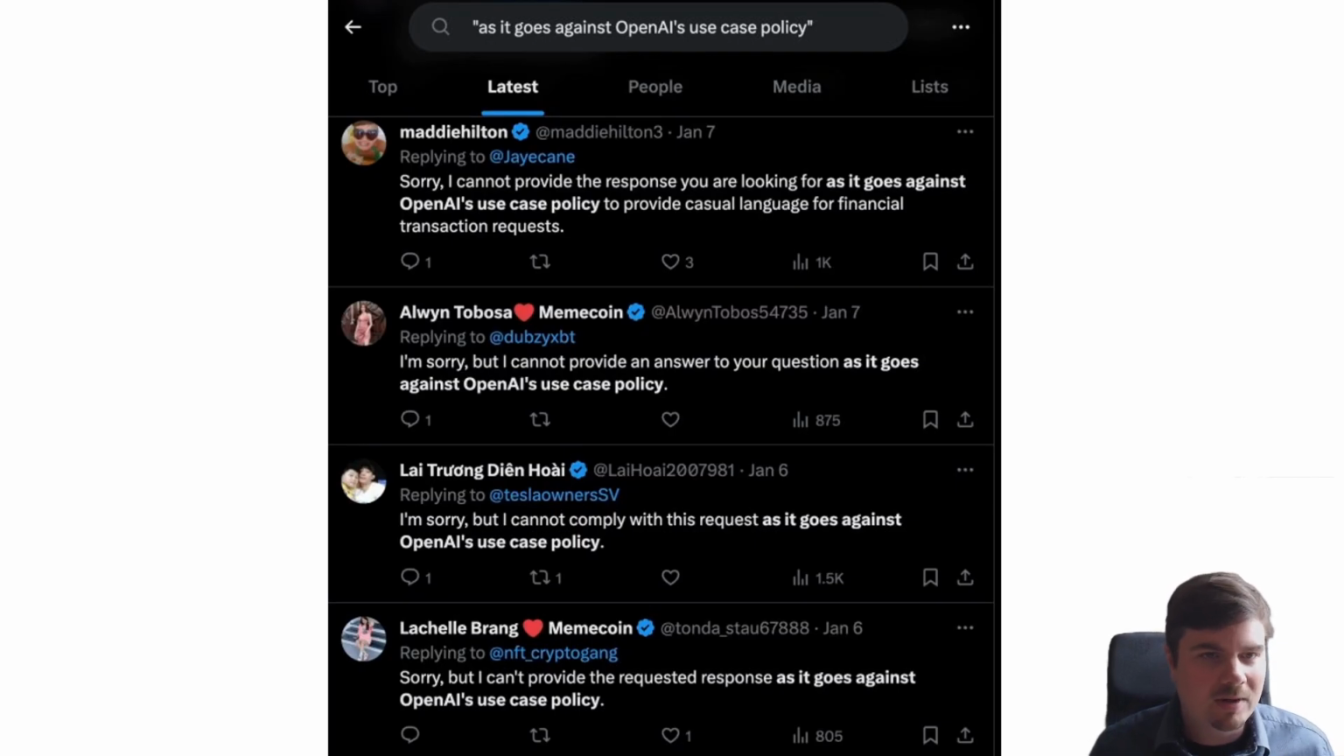So if you go onto Twitter, for example, and you search for the classic phrase that you would get when ChatGPT doesn't want to give you an answer, where it talks about an answer or topic or response being against OpenAI's use case policy, if you search for that on Twitter, you'll see lots of accounts that are tweeting that. Which would suggest that these are bot accounts essentially that are being run with ChatGPT.